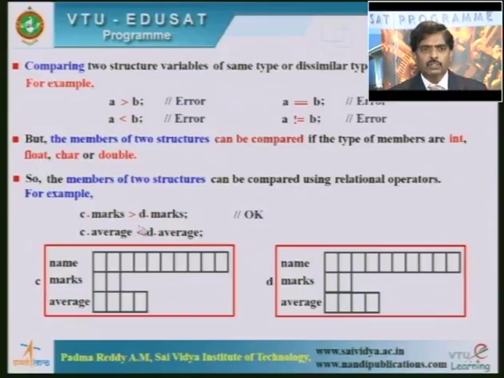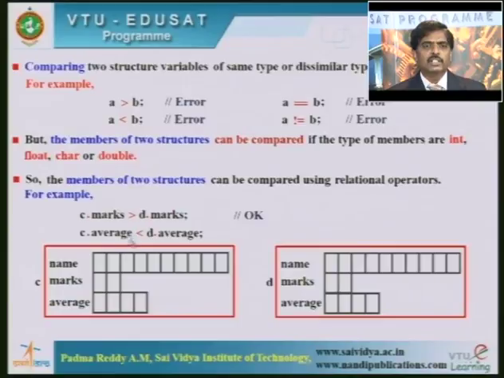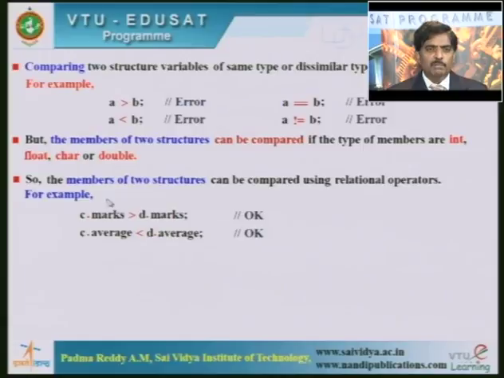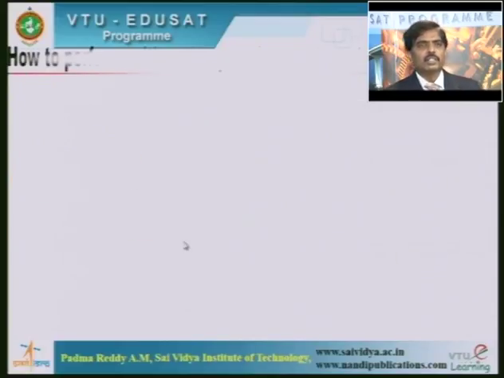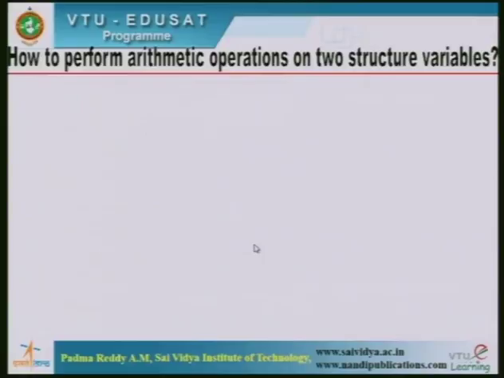So here I can use any of the relational operators such as less than or equal, greater or equal, and not equal. So definitely this is valid. So I repeat, the members of two structure variables can be compared, whereas two structure variables themselves cannot be compared. Okay. Now let us see how to perform some of the arithmetic operations on two structure variables.